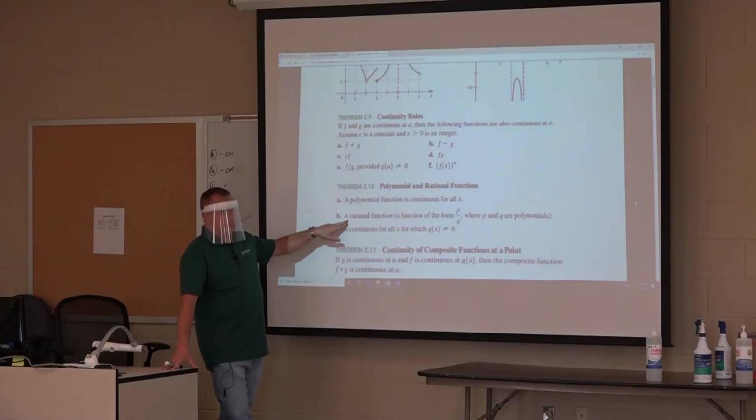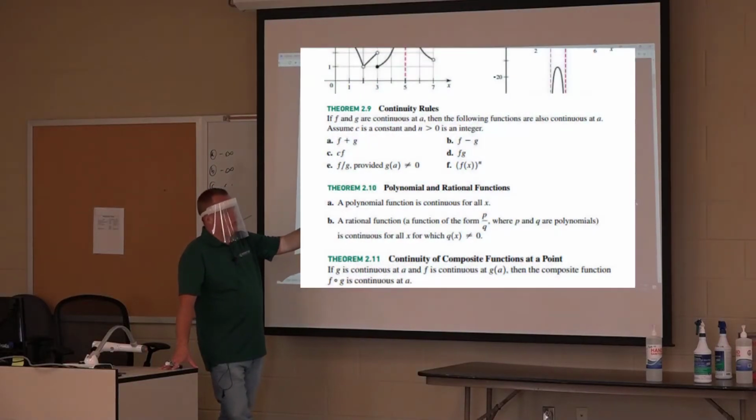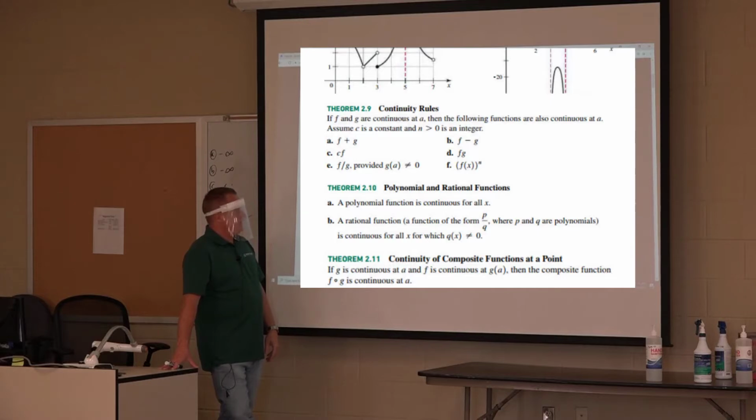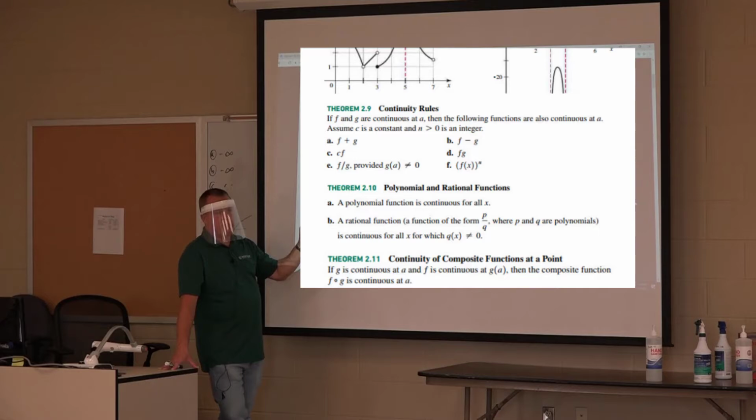A rational function, all right, that was a lot of what we were looking at a minute ago in 2.5, where you have a polynomial divided by a polynomial. It is continuous for all x for which the bottom does not equal 0, right? Because when the bottom equals 0, you have either a vertical asymptote or you have a hole in the graph. So it's continuous everywhere except those places. Okay? Any questions about that?